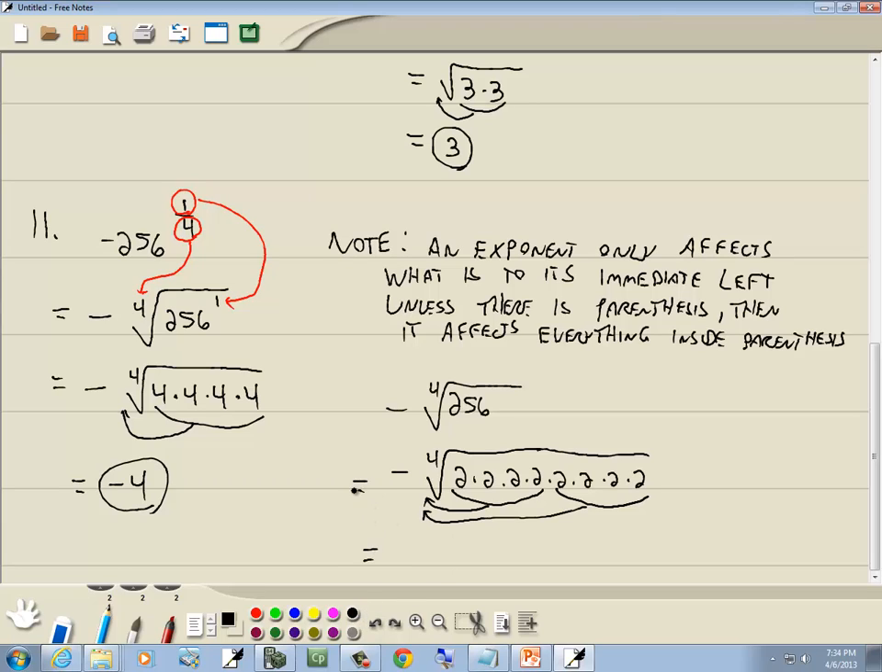So the negative stays out in front. This first set of 2's, these 4 2's, comes out as a single 2, and then this set of 2's, these 4 2's, come out as a single 2, and they come out with multiplication between them. So negative 2 times 2 gives us negative 4. So we'd get the same answer. So it doesn't matter if you can't see it's 4 times 4 times 4 times 4. If you do the prime factorization, you get the same answer.